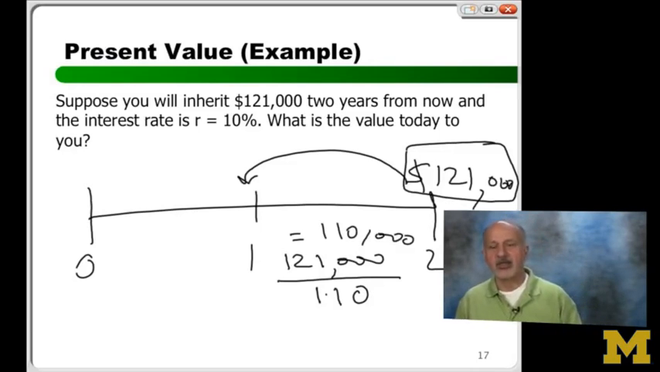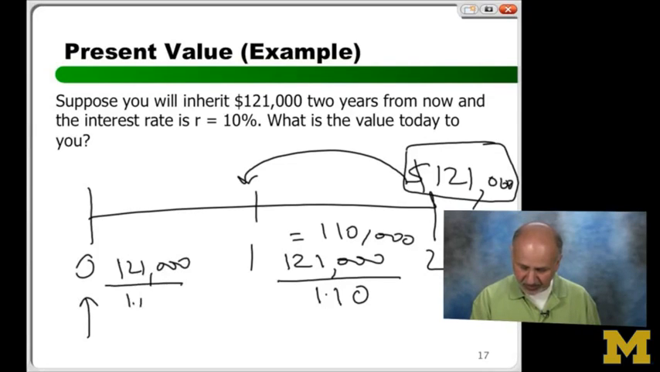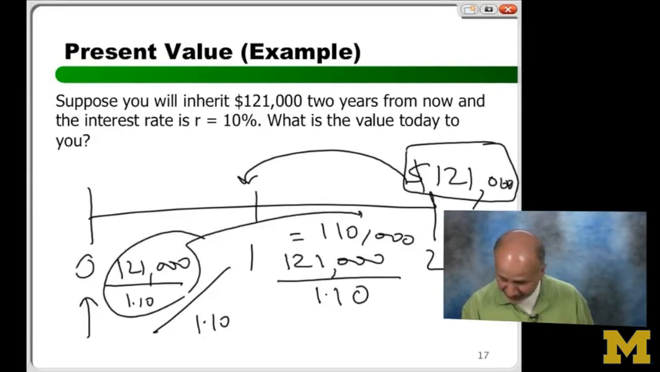I'm not asking you what is the value of $121,000 inheritance 1 year from now. I'm asking you today. So what do you do? You take 121,000 divided by 1.1 and then I divide it again by 1.1. Right? So how much does that become? I know this guy is 110 and I know how to divide 110 by 1.1. The answer has to be 100,000.